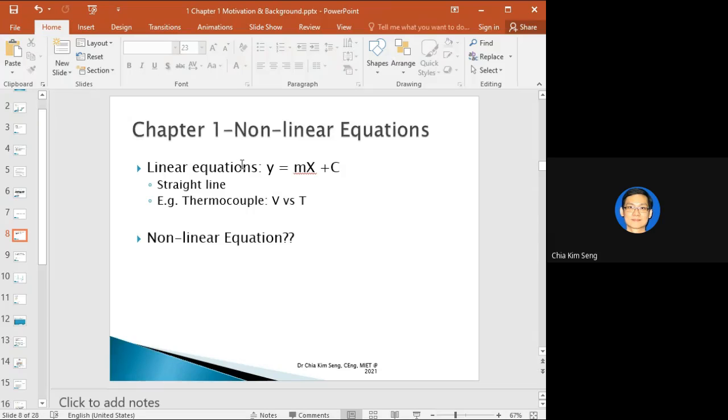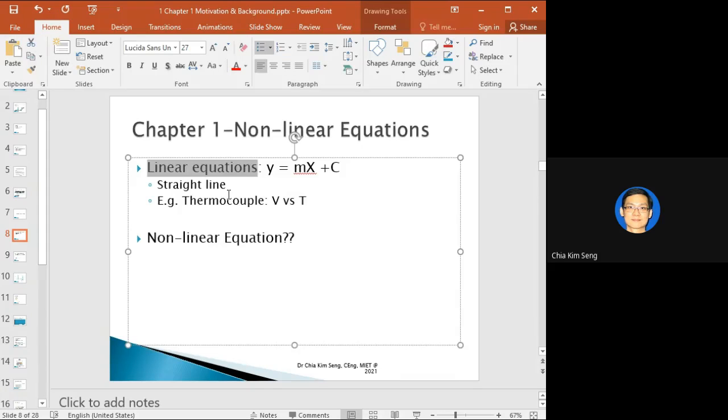Get the relationship. Okay, so as long as the y is non-linear, as long as the y is not linear, so it's non-linear. In other words, if the equation is not y equals mx plus c, it's a non-linear equation. Okay, to make it simple.